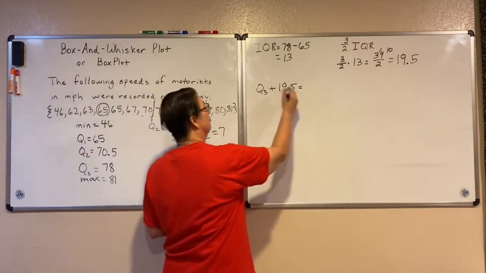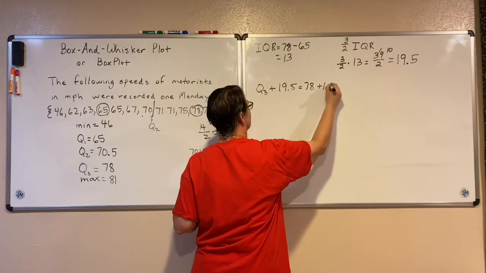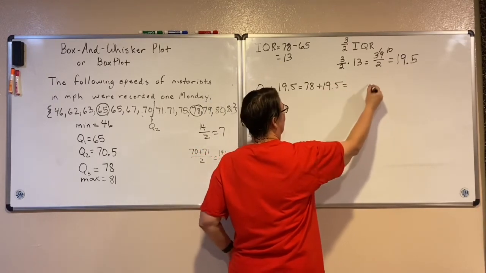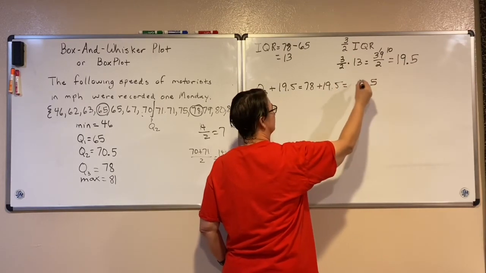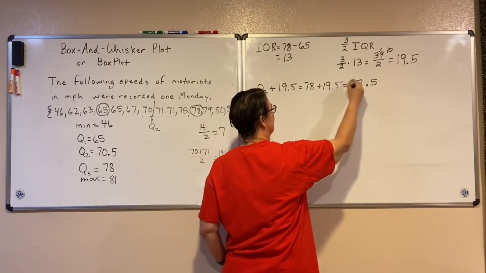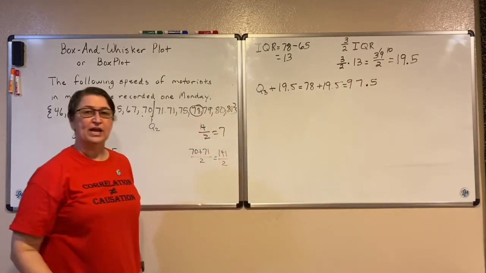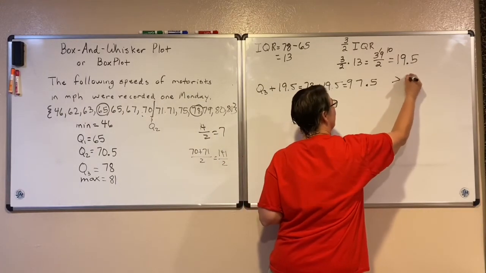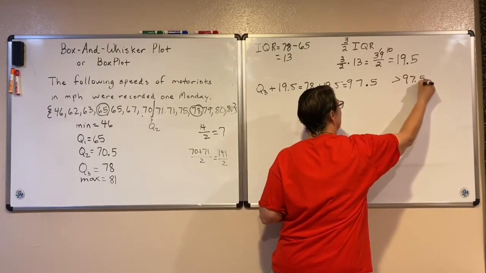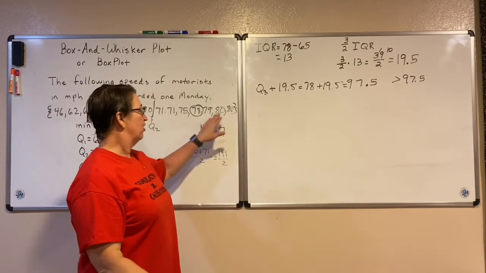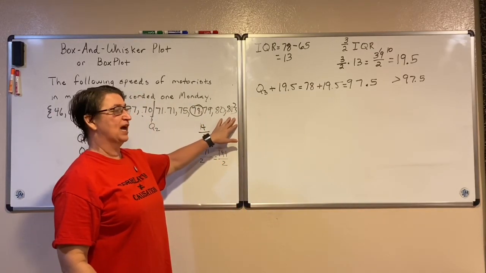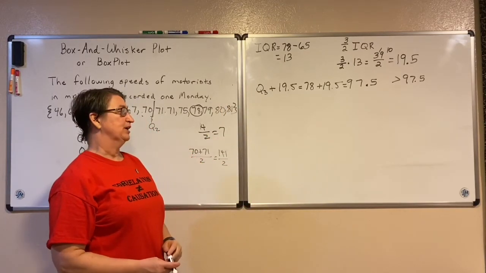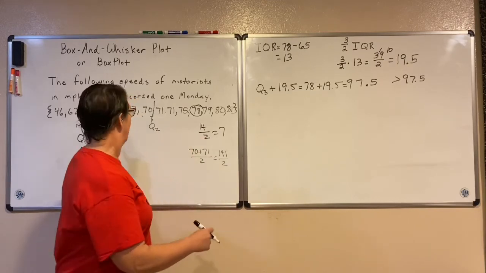So my Q3 is 78 plus 19.5 is, well, we have 0.5, 9 and 8 is 17, carry 1, 8, 97.5. So anybody that's traveling faster, greater than 97.5 is an outlier. We don't have anyone traveling faster than 97.5, so we don't have an outlier on that upper end. Let's see if we have an outlier on the lower end.